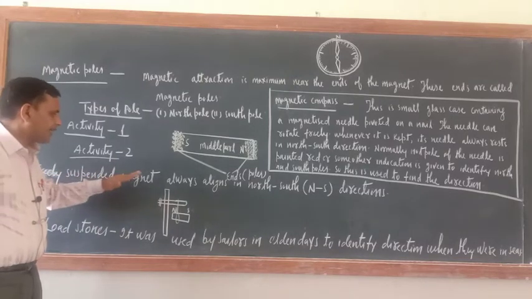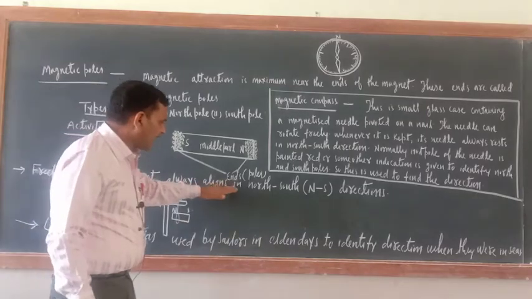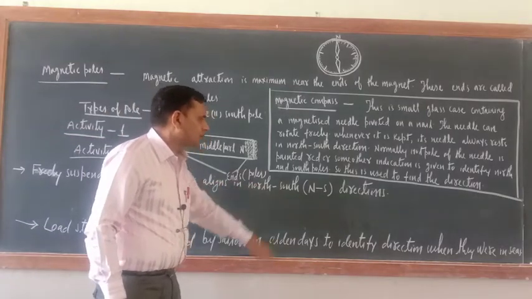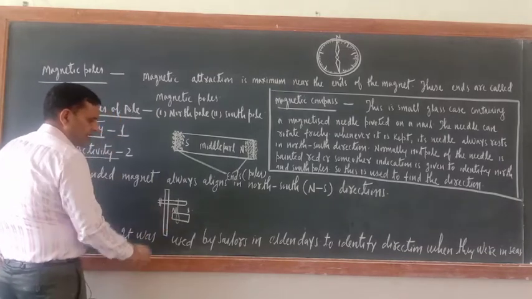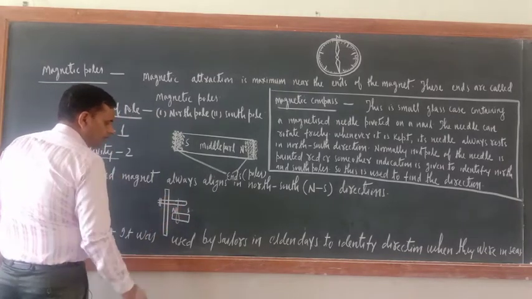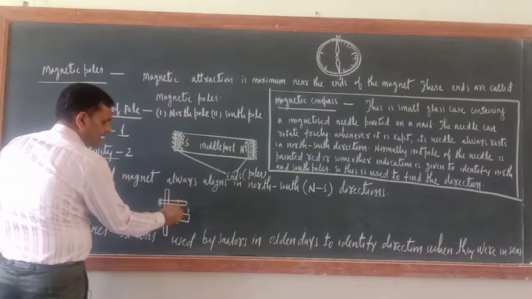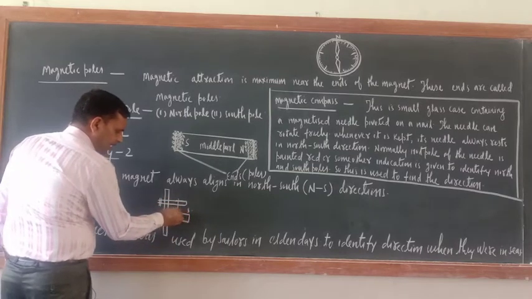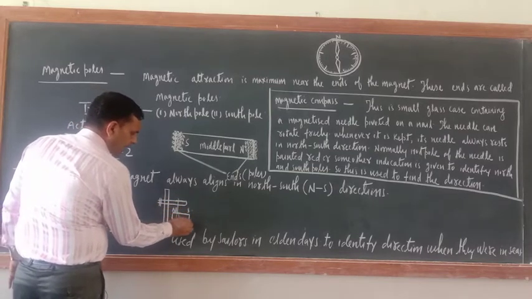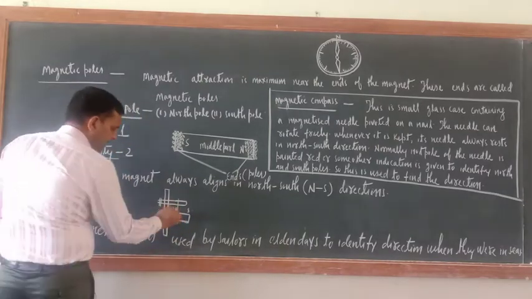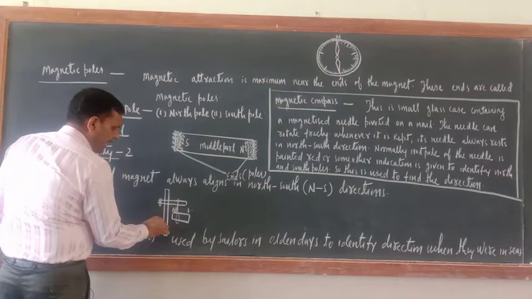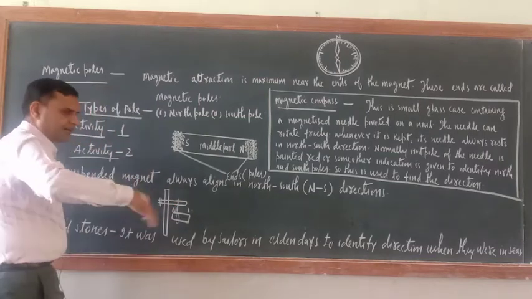A freely suspended magnet always aligns in the north-south direction. Just take one iron stand. With the iron stand, take one thread. With that thread you fix or tie one bar magnet, like that. This is the thread, this is the iron stand. Leave it freely.